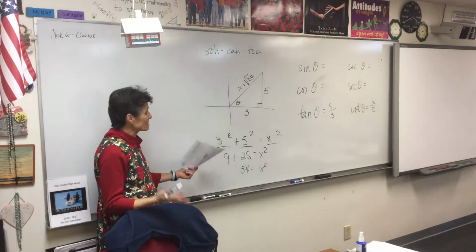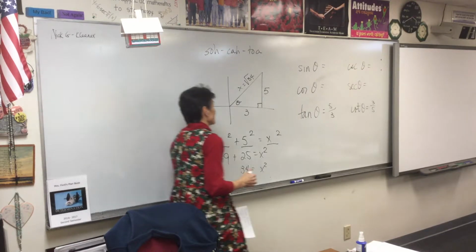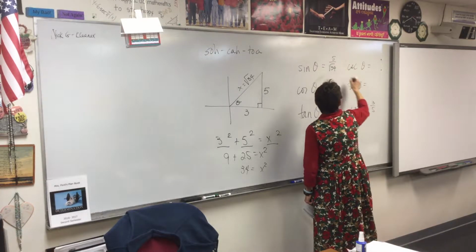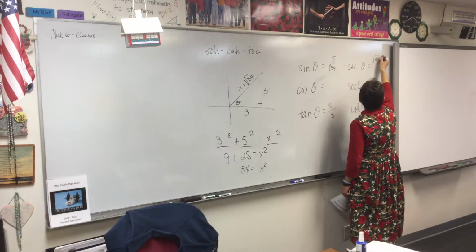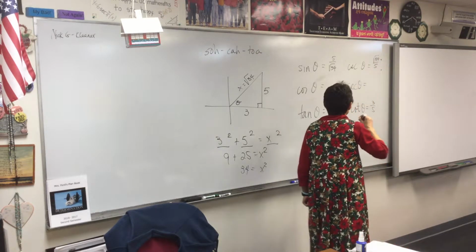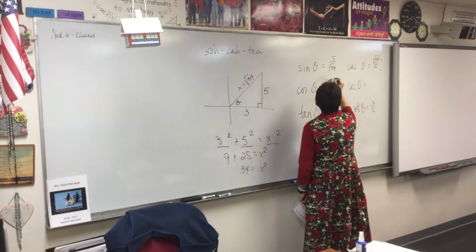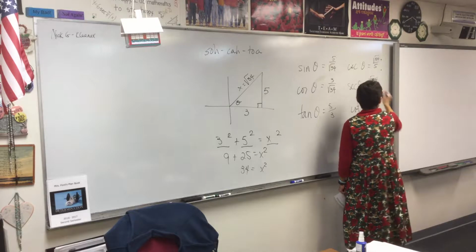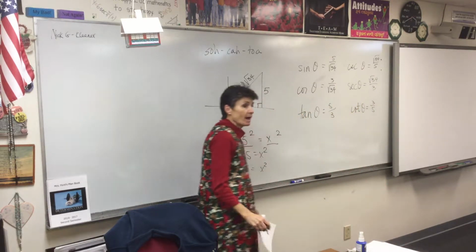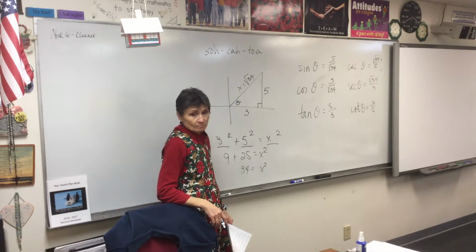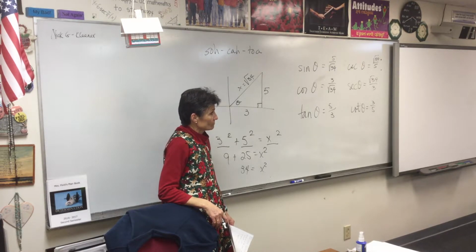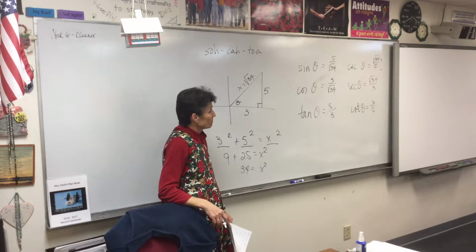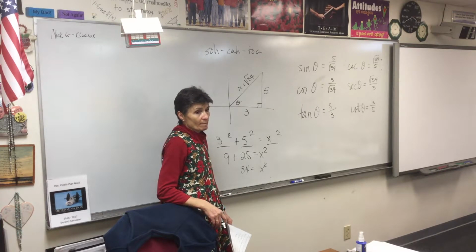Now I can fill in all the rest of my blanks. What's the sine? 5 over root 34, which makes the cosecant root 34 over 5. Cosine is 3 over root 34, which makes the secant root 34 over 3. Everybody got it? Make sure you memorize one of those. So the root 34 part, that could come out to be like 2 and 5. Yep. Okay, all right, here we go.